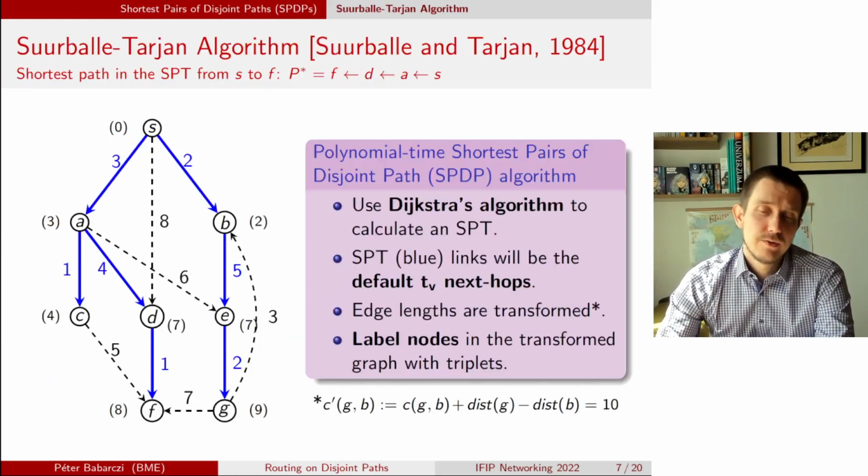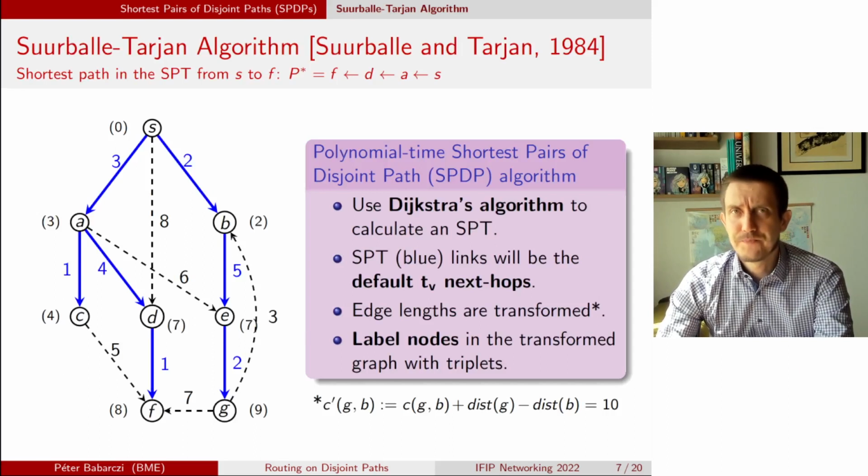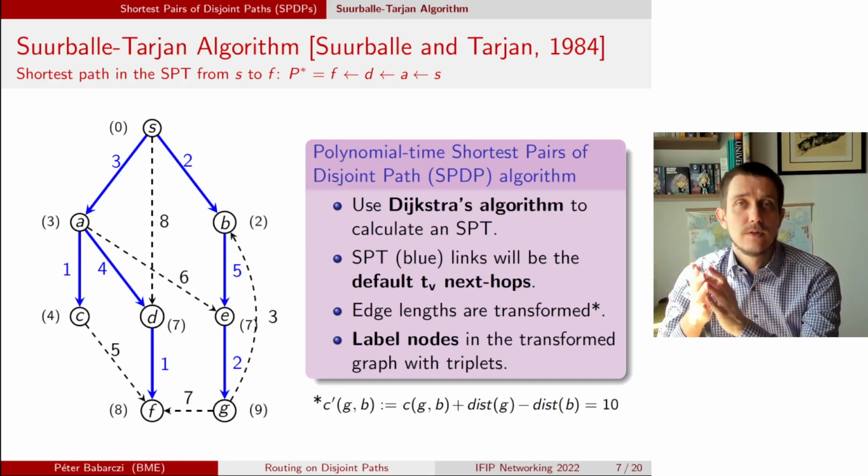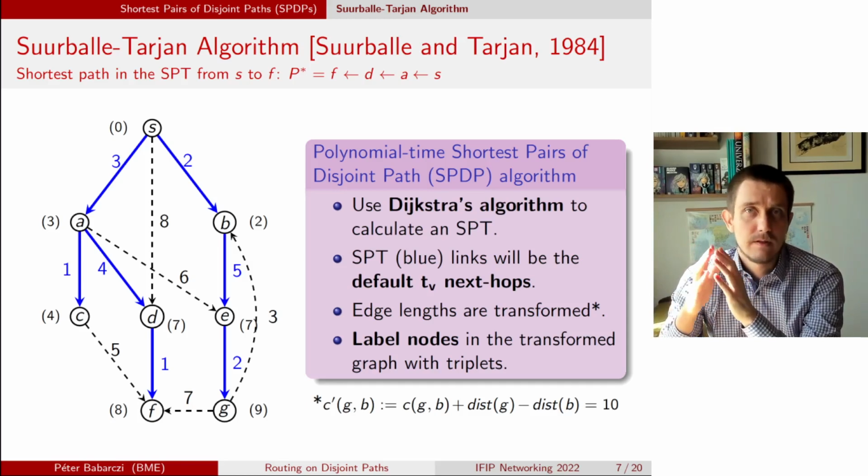For this, I will show you the very high-level view of the Suurballe-Tarjan algorithm, which forms the basic idea of our method. So first, the Suurballe-Tarjan algorithm is a polynomial time algorithm to calculate the shortest pairs of disjoint paths. First, it uses Dijkstra's algorithm to calculate the shortest path tree. This will give us the shortest path tree next hop, which is denoted by T. And after an edge length transformation, it labels the nodes with triplets.